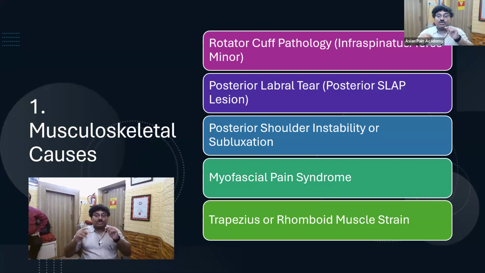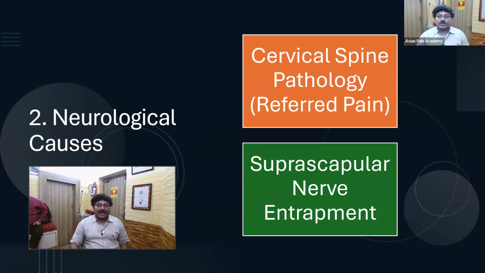Then, as I have shown, just under the infraspinatus, just under the teres minor, just under the supraspinatus also, we have the glenoidal labrum. So in case of degenerated conditions or because of injury, we can have a labral tear, or sometimes we can have a labral cyst as well. So that is one of the common pathologies for posterior shoulder pain. Then there is posterior shoulder instability or subluxation. Sometimes pain comes from the muscles, which is known as myofascial pain. Sometimes there could be a muscle strain of the rhomboid or trapezius, or myofascial pain of these muscles can also cause pain.